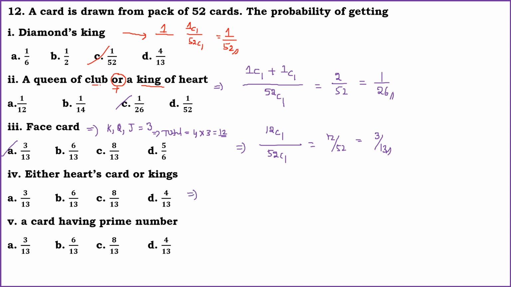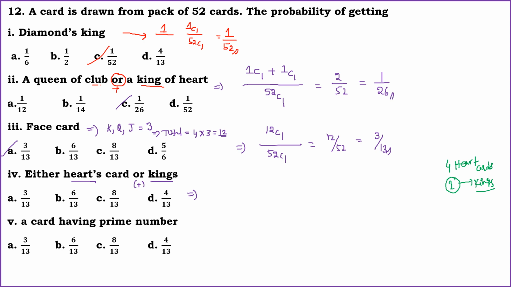Either heart cards or kings. Either heart cards or kings means heart cards plus kings. Now have a look here. There are 4 heart cards, out of which one heart card belongs to kings.